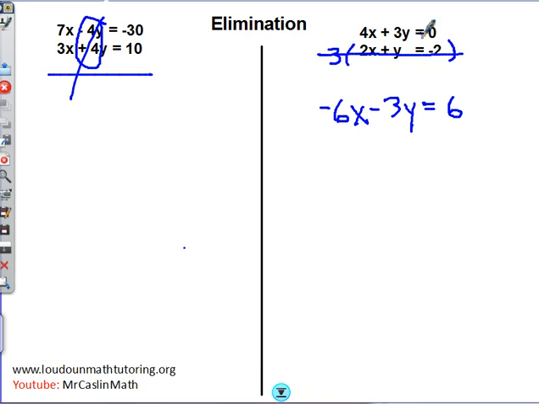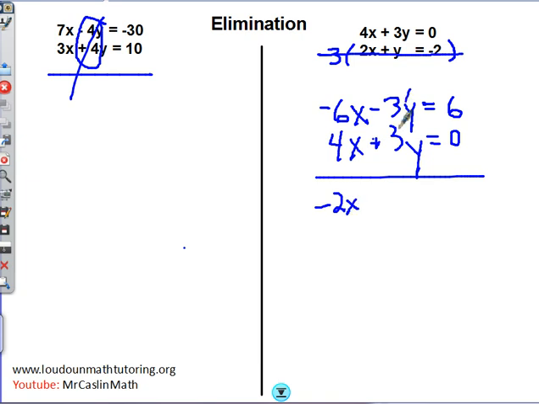Now I'm just going to rewrite this top equation. You can put it on top or bottom, it doesn't matter, but I'm just going to write it so we can line them straight up. Okay. So notice by using that multiplier, we now have opposites. I get a negative 2x is equal to 6. Okay, very clean.